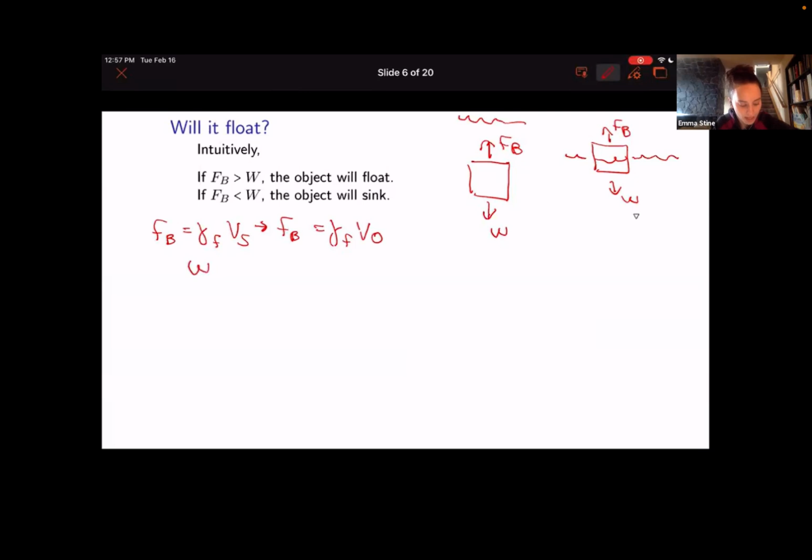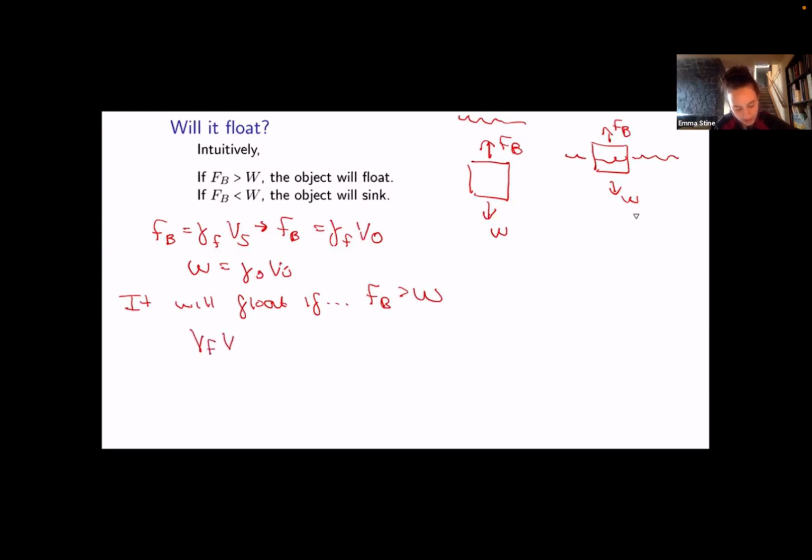And then the weight equation is what it always is, which is the specific weight of the object times the volume of the object. And so as we decided, it will float if, we've already decided that, if FB is greater than W. So that would be the same thing as if gamma, the specific weight of the fluid, times the volume of the object is greater than the specific weight of the object times the volume of the object, because those are the equations right there.